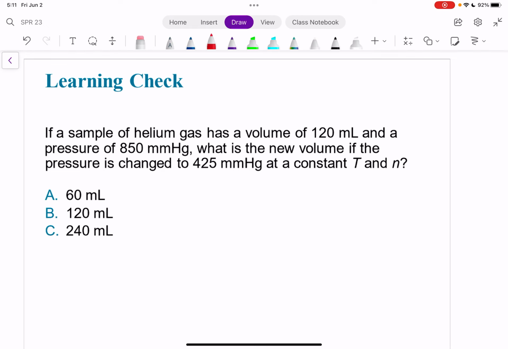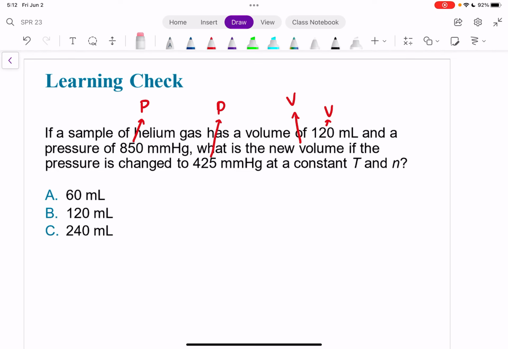So let's look at this. We've got a volume of 120 mils. So I'm going to say that's a volume. And then I have a pressure of 850 millimeters mercury. That's a pressure. I want to know a new volume, V. If the pressure is changed, so that's another pressure, at a constant temperature and number of moles.